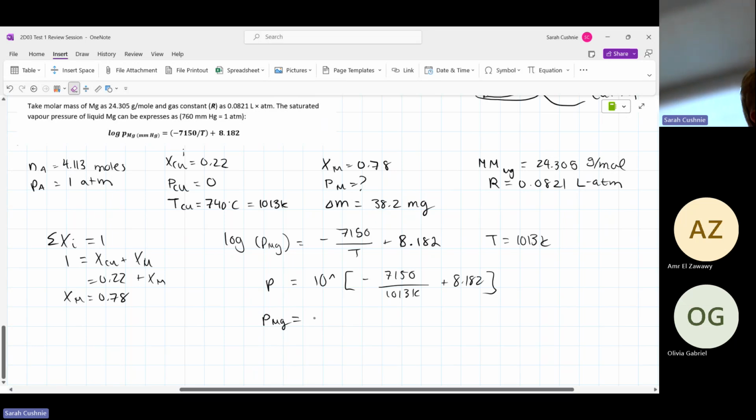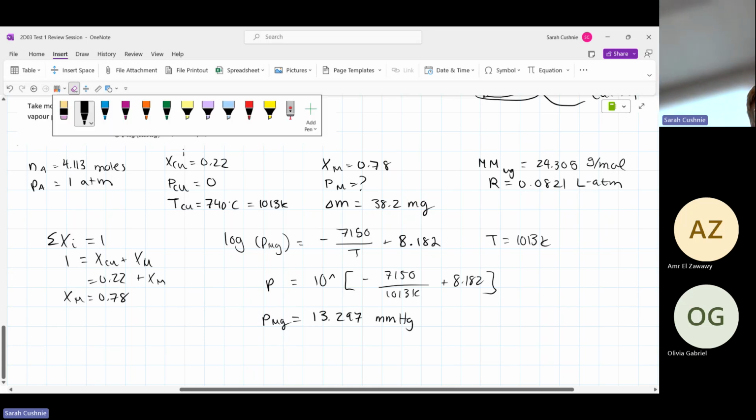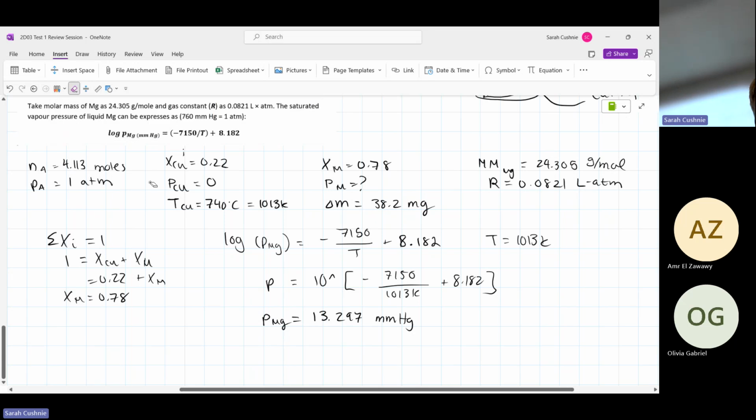You would get a value of 13.297 millimeters of mercury. Why is it millimeters of mercury, you ask? Because in the little subscript here, in bright yellow, it says that it's giving it to us in millimeters of mercury, so we have to take that into account.